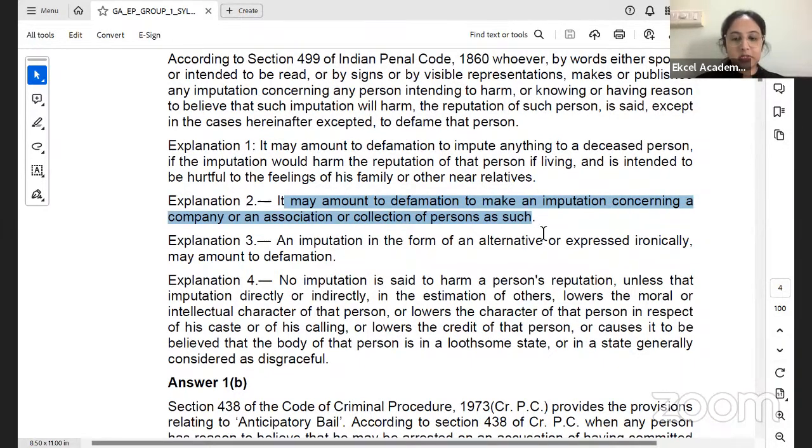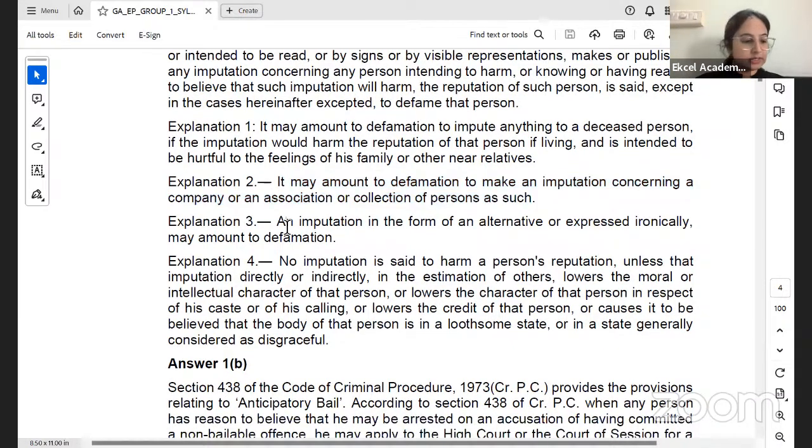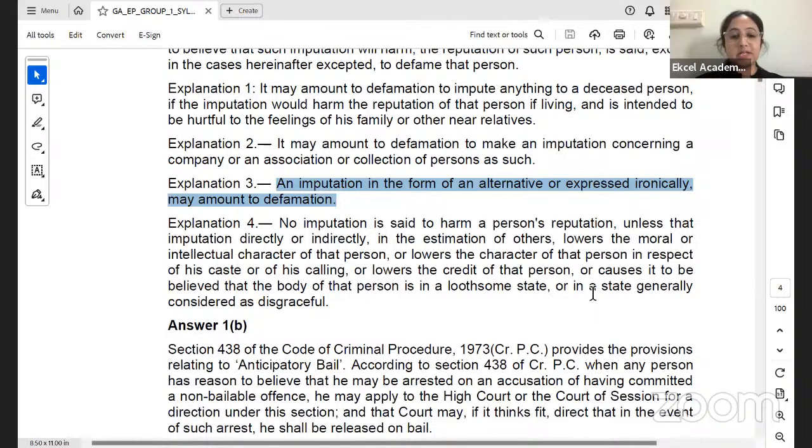Next, explanation two: it may amount to defamation to make an imputation concerning a company or an association or collection of persons as such. Then explanation three is an imputation in the form of an alternative or expressed ironically. So all these are different explanations, which are already available.